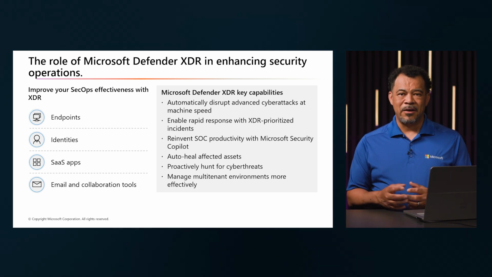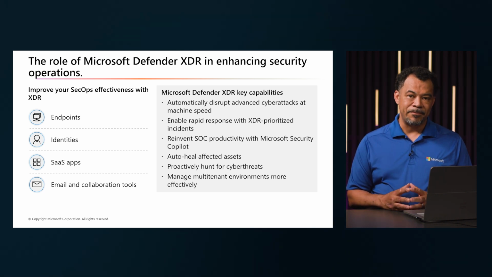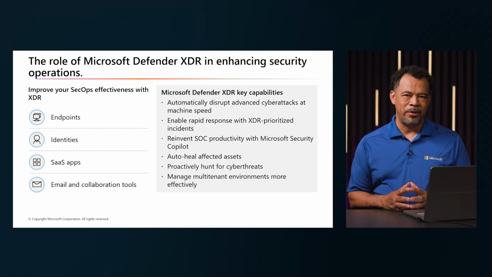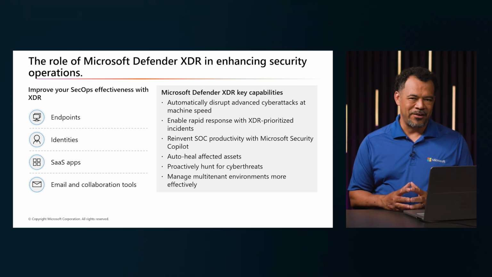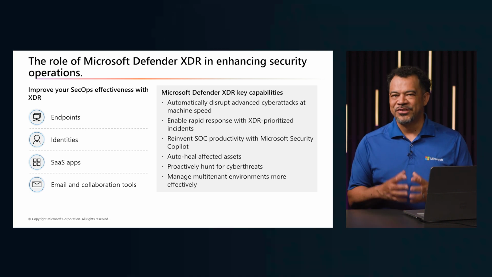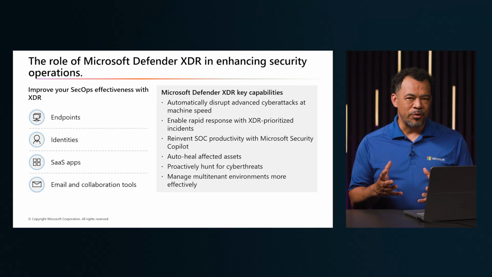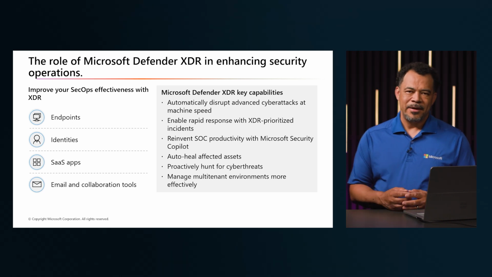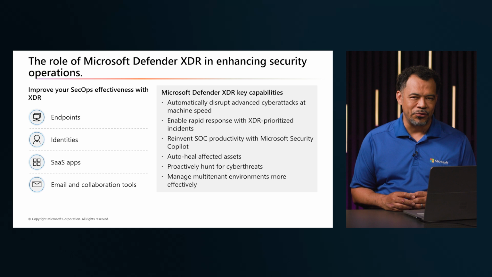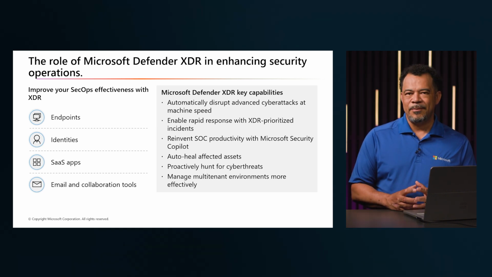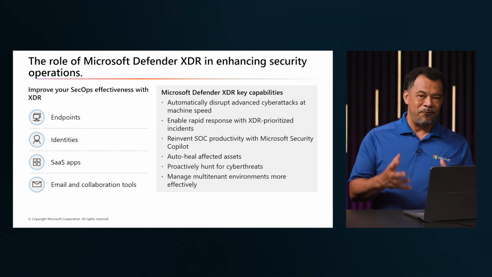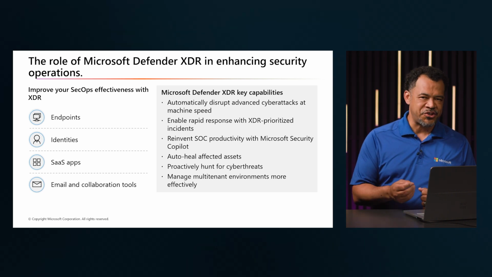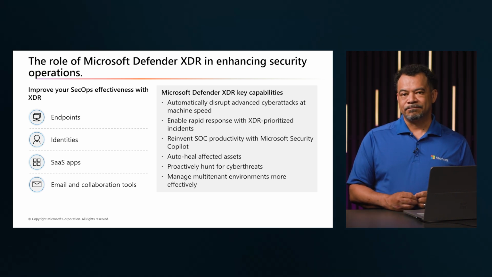Endpoints: discover and secure the network devices across your multi-platform environments. Your identities: manage and secure hybrid identities and simplify employee, partner, and customer access. We have our SaaS apps, which give you visibility, control data, and detect cyber threats across cloud services and apps. And we have email and collaboration tools that are designed to protect your email and collaboration tools from advanced cyber threats such as phishing and business compromise.